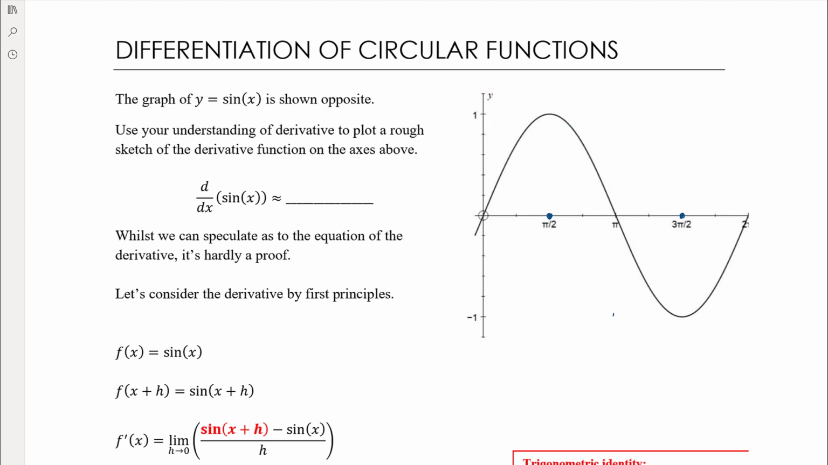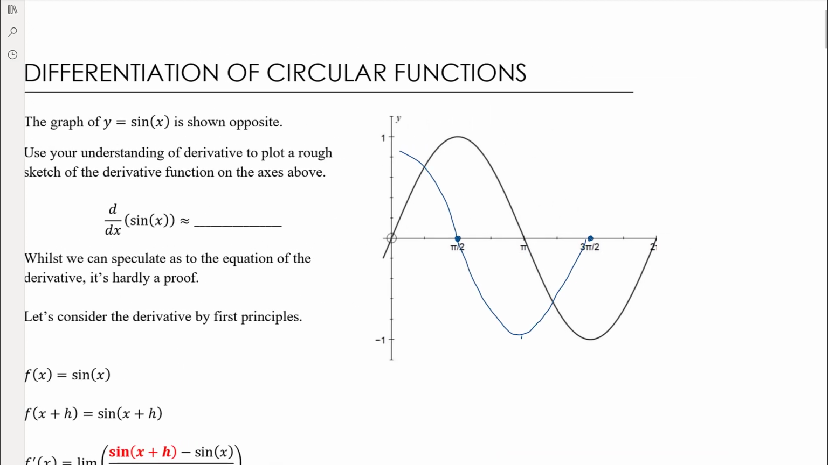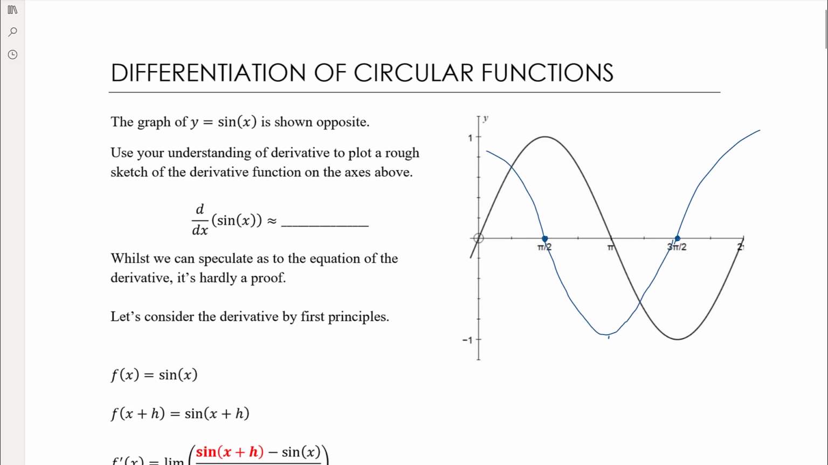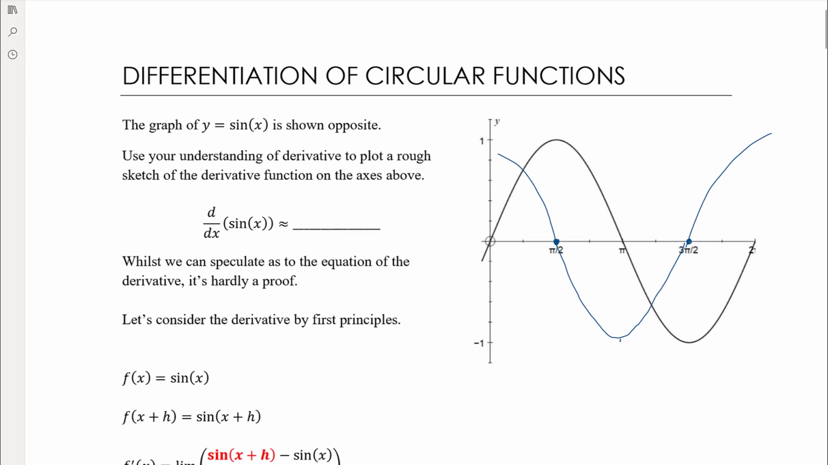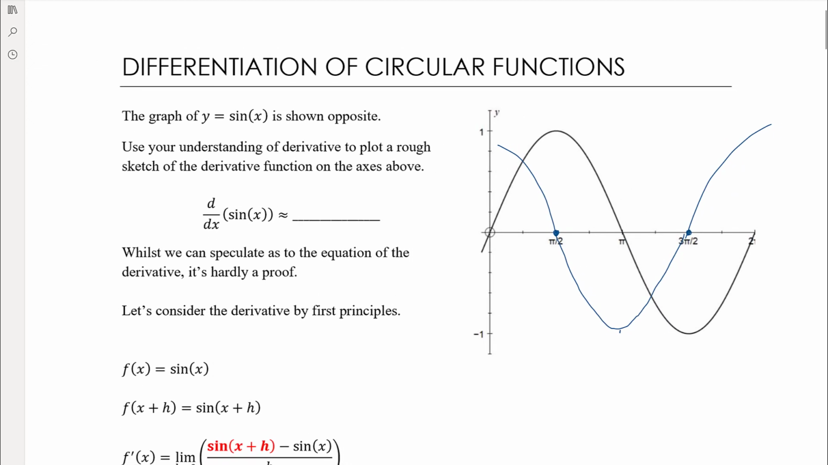And so we might speculate that we're going to have something like, okay, in terms of a rough shape, in terms of the actual size of those gradients, I don't really know. But what we're certainly seeing is something that looks like a cos shape. So derivative of sine of x, we might predict would be equal to cos of x, based on just thinking about the derivative graph.